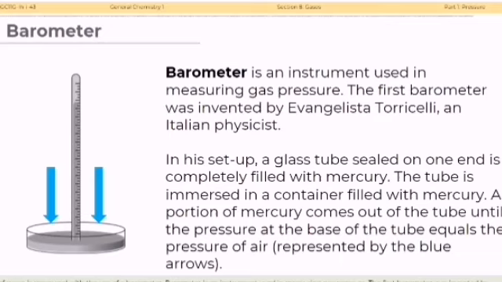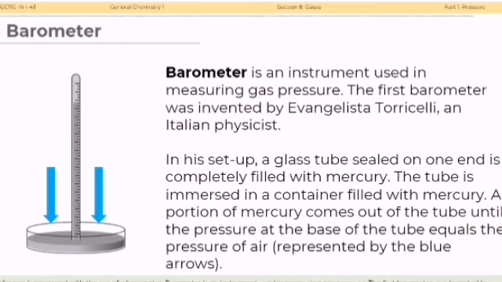Pressure of gases is measured with the use of a barometer. A barometer is an instrument used in measuring gas pressure. The first barometer was invented by Evangelista Torricelli, an Italian physicist.